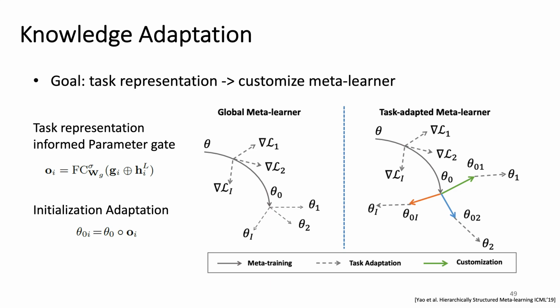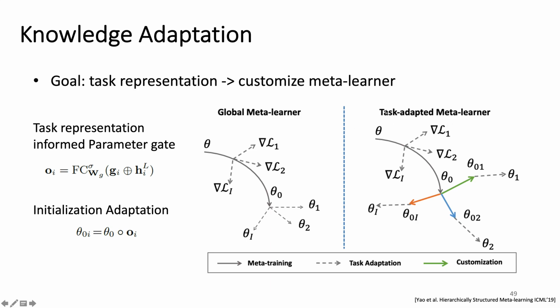After that, we have the enhanced representation and the original task representation. We use them to adapt the knowledge to customize the meta-learner. What is the customization of the meta-learner? For example, here we show a memo structure. It is a global meta-learner with a global shared theta, and then it can be adapted to different theta values.